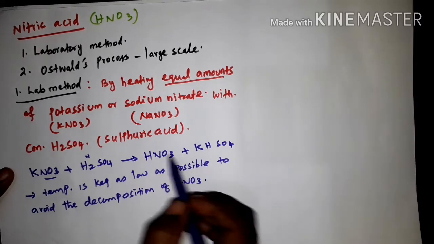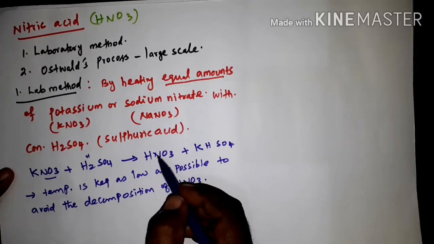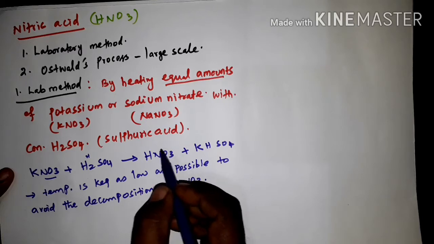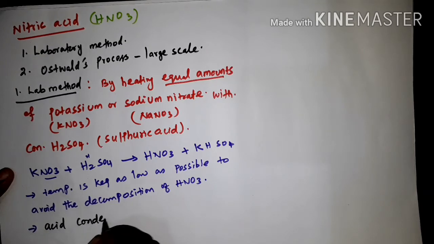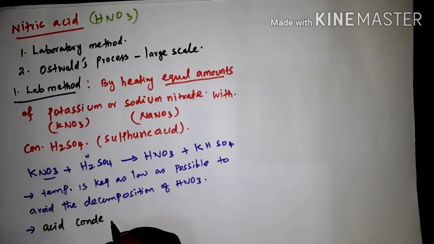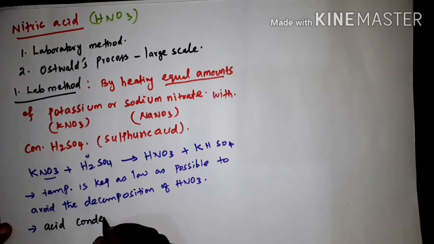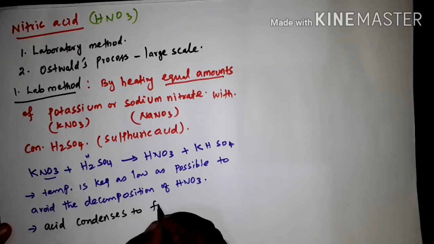So after the formation of this nitric acid, what will happen? It will condense. So the acid condenses. Condenses means conversion of vapor to liquid. It condenses to the fuming liquid.